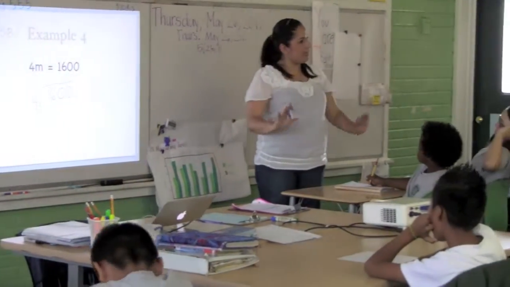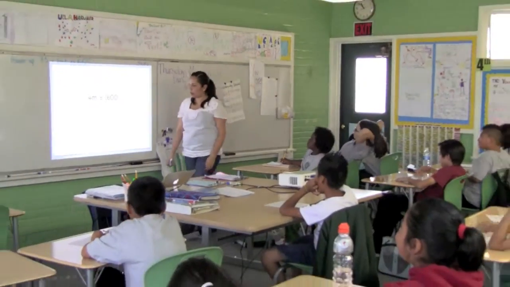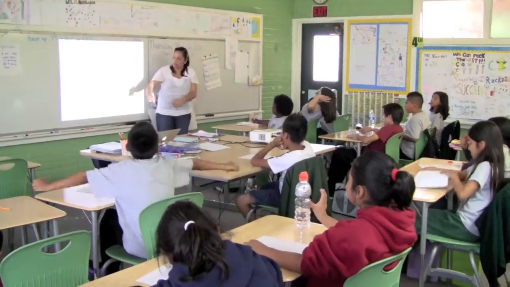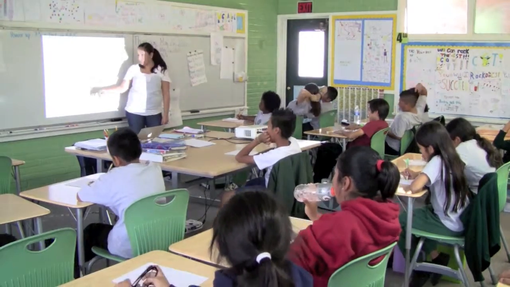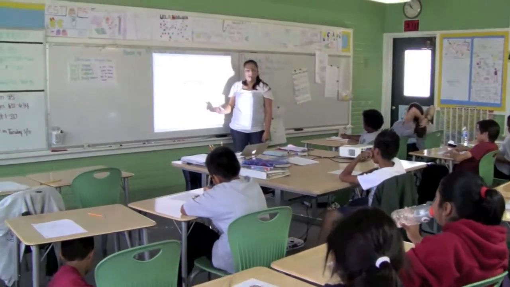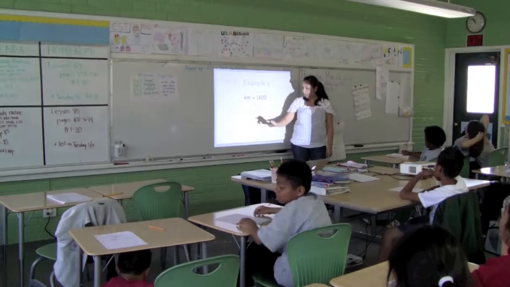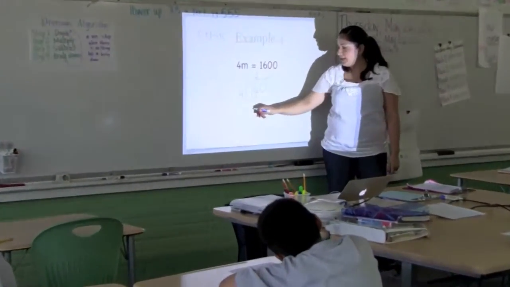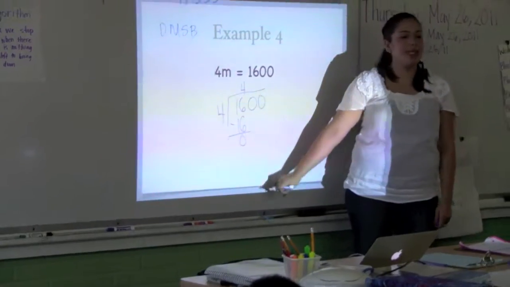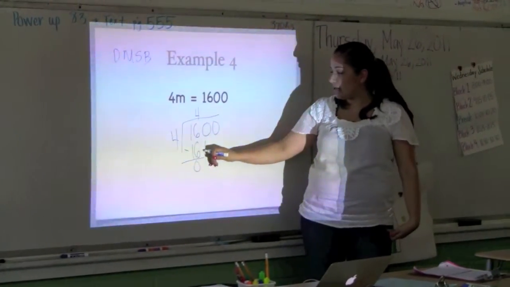Can we slow down some? People need a little more time. Okay, let's start with 16 divided by 4. 4. Okay. Multiply. 4 times 4. 16. Next step is to subtract. 16 minus 16. Last step is to bring down.